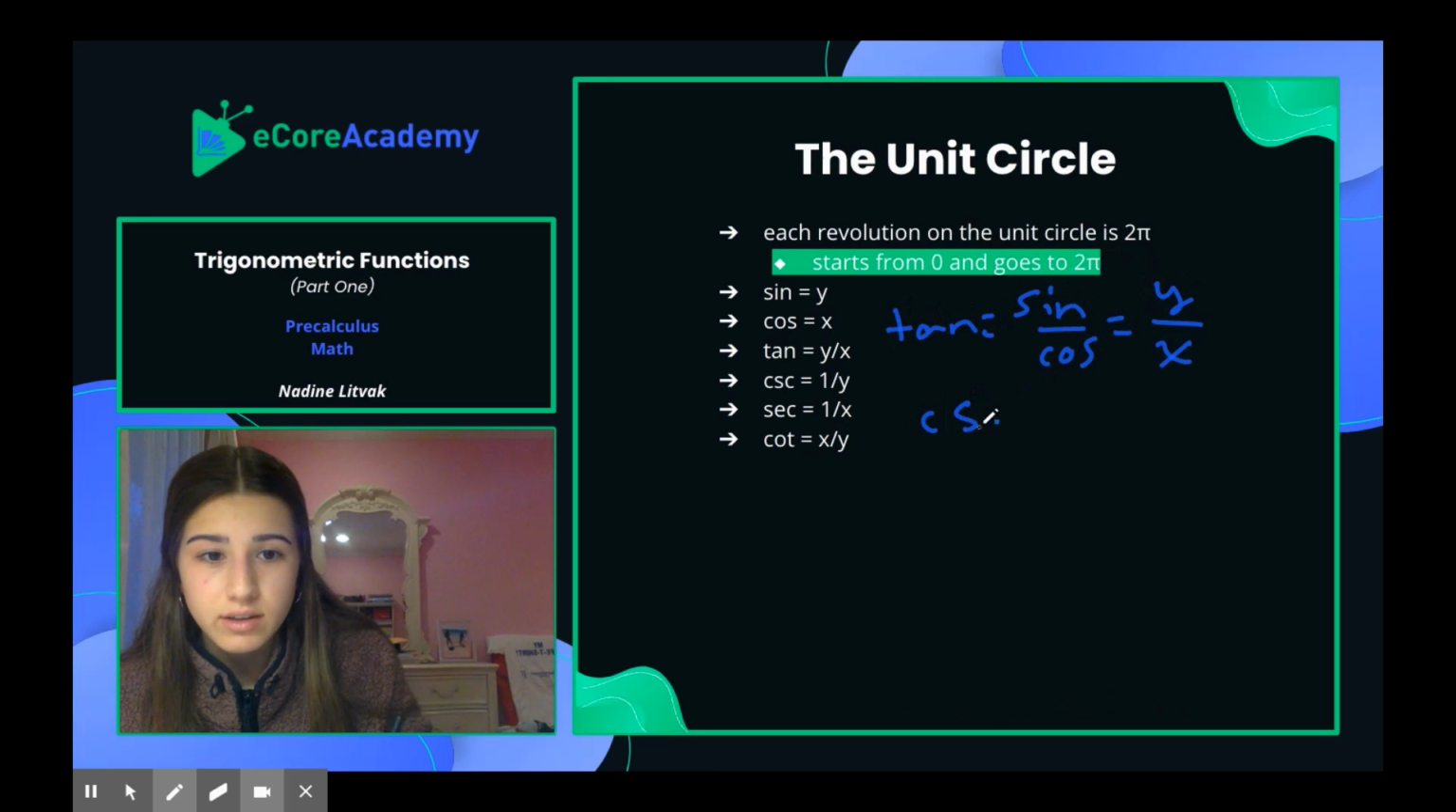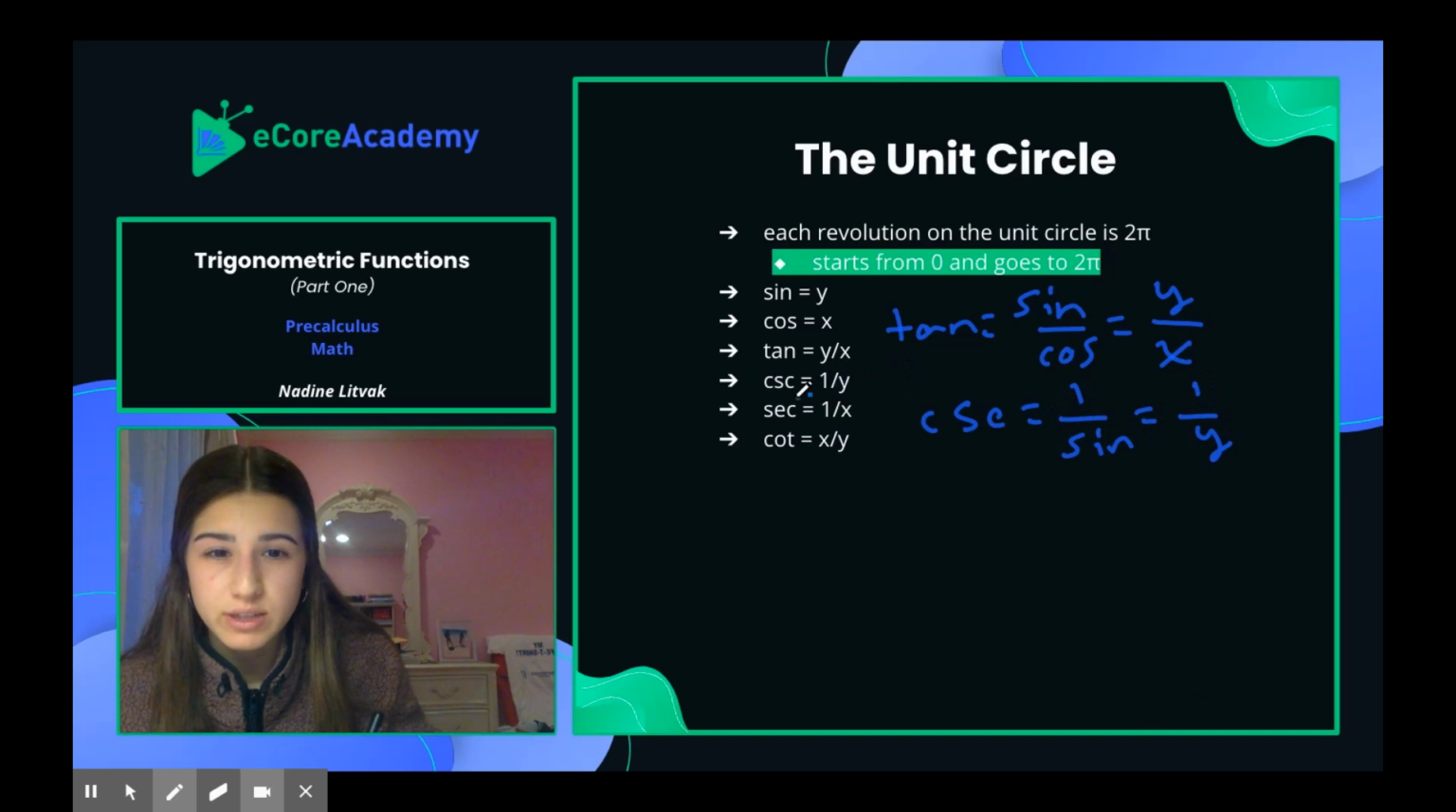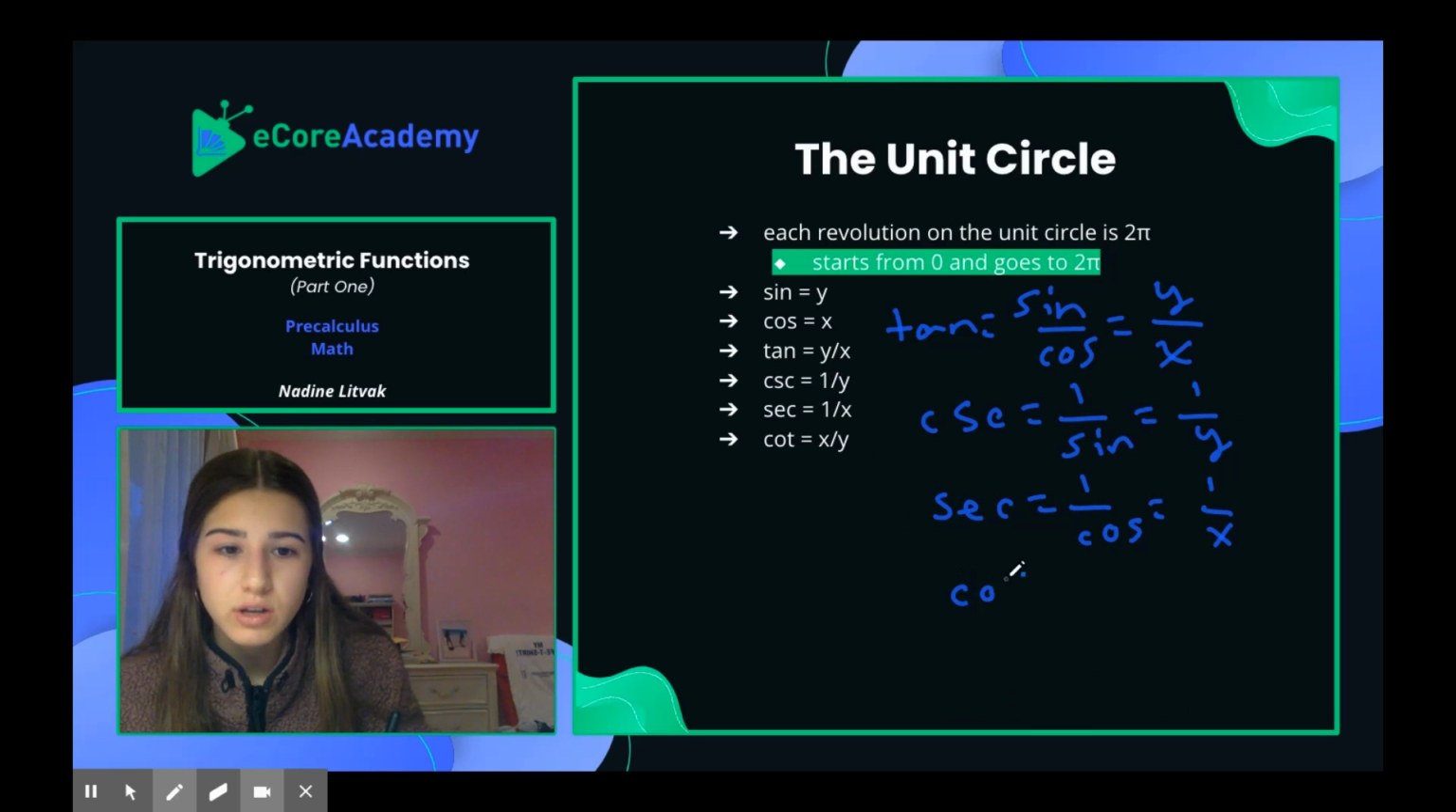And for cosecant, we know cosecant is 1 over sine, and sine is y, so cosecant is 1 over y. Secant, we know, is 1 over cosine. We know in the unit circle cosine is x, so this is 1 over x. And then for cotangent, we know cotangent is equal to cosine over sine.